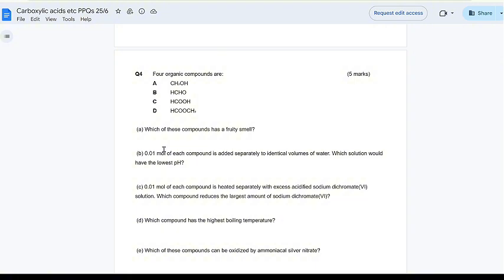For this one, I'd assume C. Carboxylic acids have higher boiling temperatures than alcohols, I believe. Those would be my two considerations there, so that's what I'll go with. So these compounds can be oxidized by ammoniacal silver nitrate.